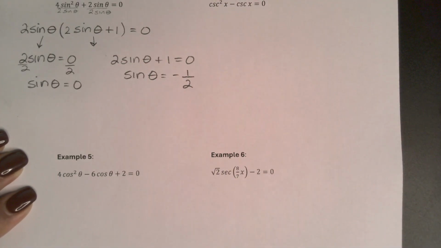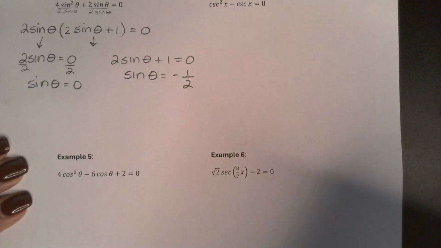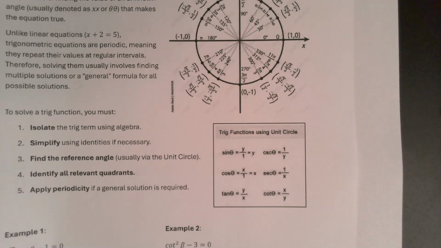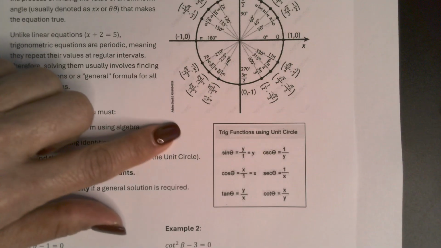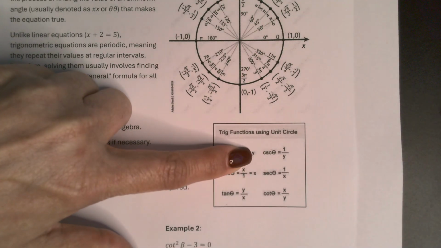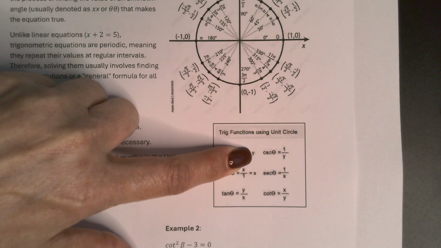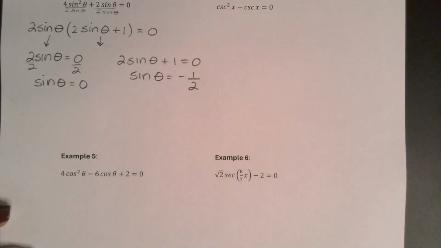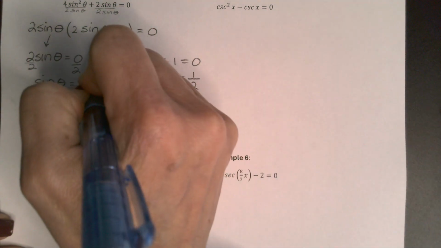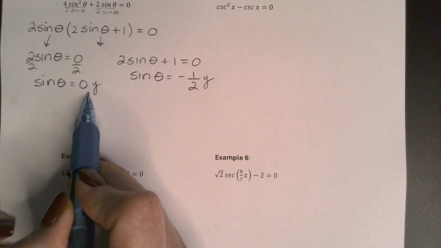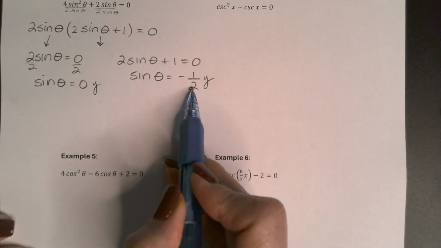So what does sine mean when we are using the unit circle? Hopefully by now you have it memorized from all the unit circle reading you've done in the past, but let's look at our little reference chart here. Sine means that we are looking for the y coordinates on the unit circle. That's what we have to focus on, so I'm going to put a y right here as a reminder. I'm looking for y values that are equal to 0 and -1/2.